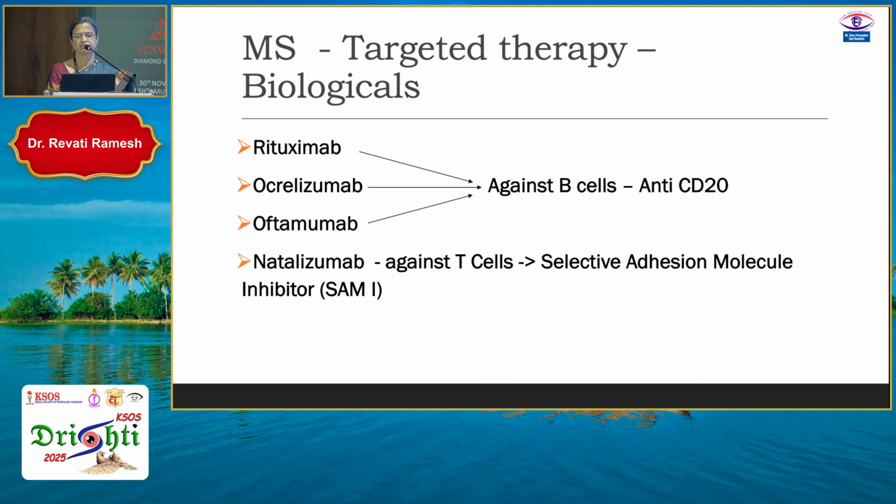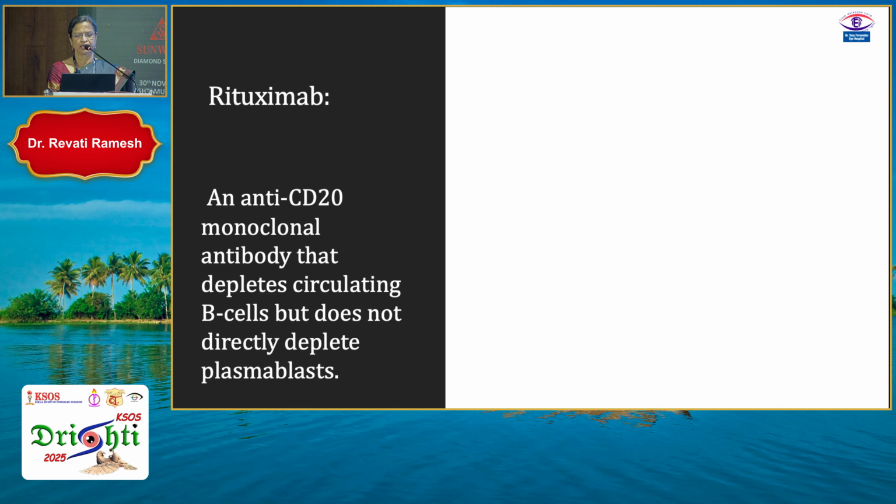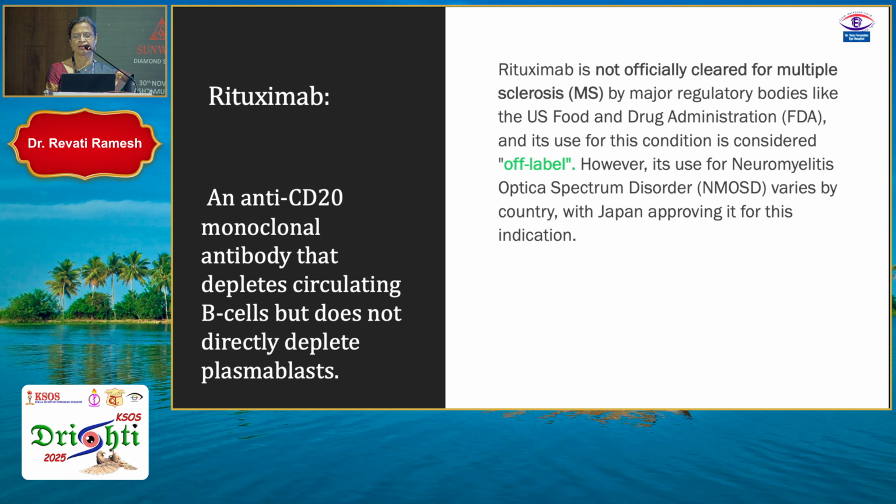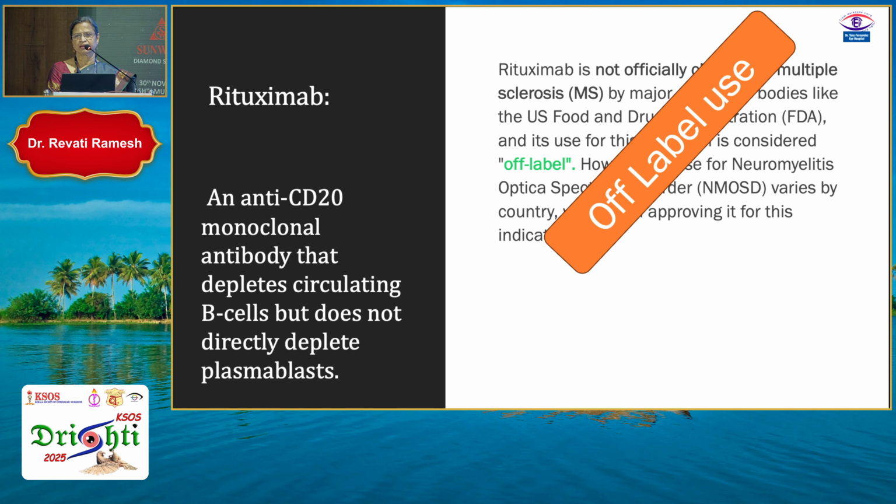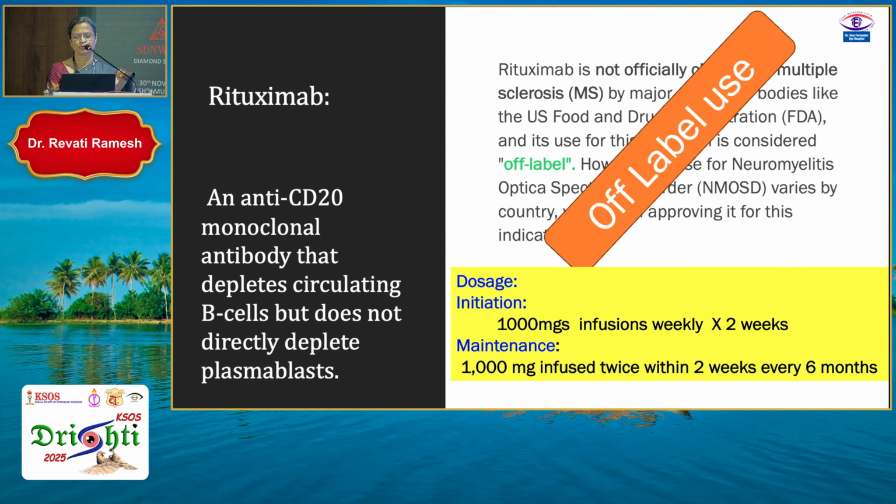In multiple sclerosis, targeted therapy with biologics may be against B cells, that is anti-CD20 mainly. These are rituximab, ocrelizumab, and ofatumumab. And then against the T cells, we have natalizumab, which is a selective adhesion molecule inhibitor. Rituximab is an anti-CD20 monoclonal antibody mentioned again and again by my colleagues. This in multiple sclerosis is an off-label use. Here, the dosage is initially 1,000 milligram infusions weekly for 2 weeks, and maintenance is 1,000 milligrams infused twice within 2 weeks, every 6 months.